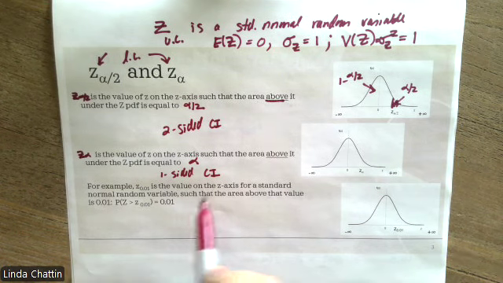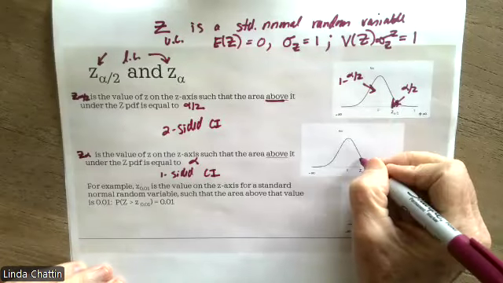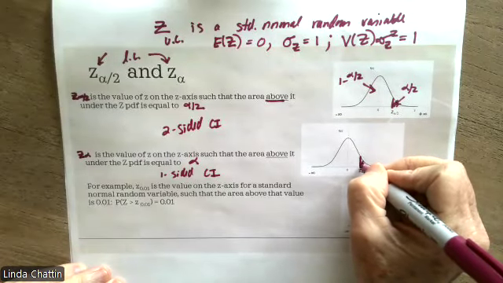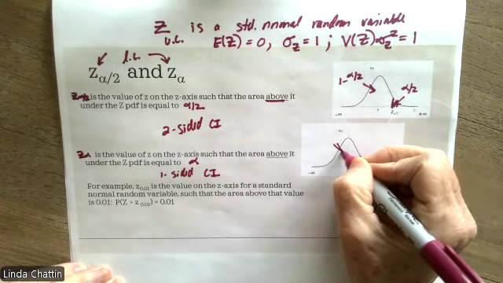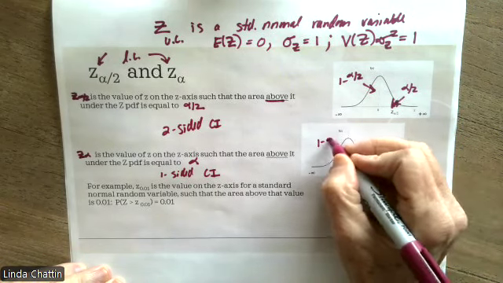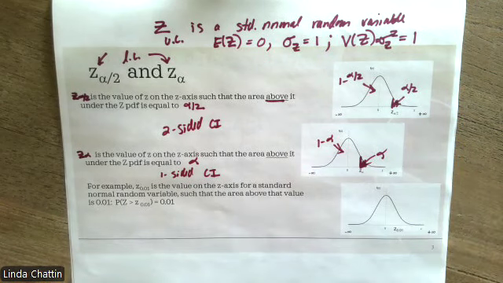So z sub alpha is no different than z sub alpha over 2. It just means that it is the value on the z-axis such that the area above it is equal to alpha, and thus the area below it would be 1 minus alpha, again, because the total area has to equal 1. And so here's an example.